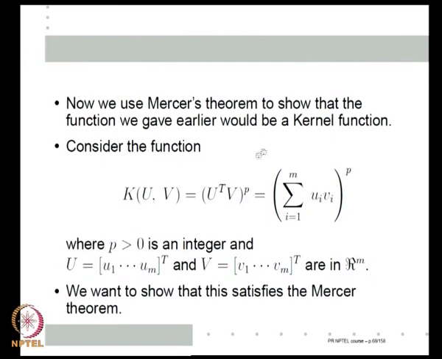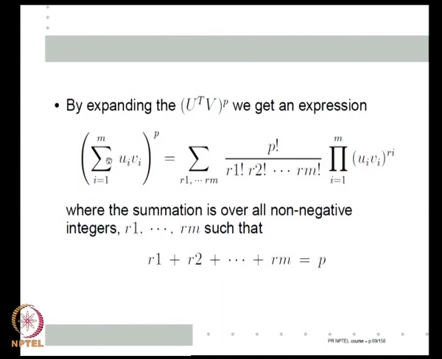To show that, let us first look at this expression. This is (u1 v1 plus u2 v2 plus ... plus um vm) to the power p. So, I can use a multinomial expansion. If I use a multinomial expansion, what kind of terms will I get? I get a sum of products. Each product is (u1 v1) to the power r1 into (u2 v2) to the power r2 into (u3 v3) to the power r3, and so on, where the r's are such that their sum should be p. For example, in the binomial case, I will get 0 and p, 1 and p minus 1. So, you get (u1 v1) to the power 0, (u2 v2) to the power p, (u1 v1) to the power 1, (u2 v2) to the power p minus 1, (u1 v1) to the power 2, (u2 v2) to the power p minus 2 and so on.